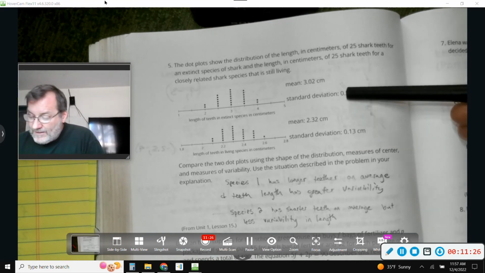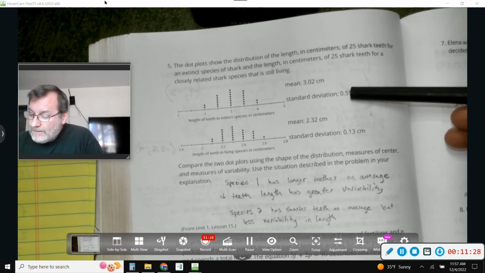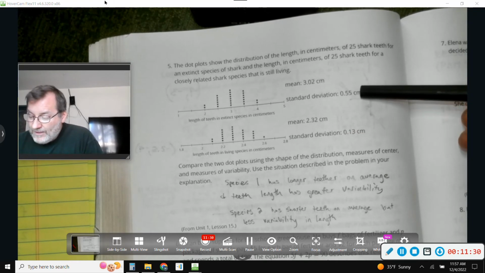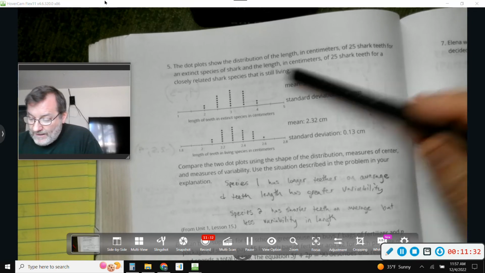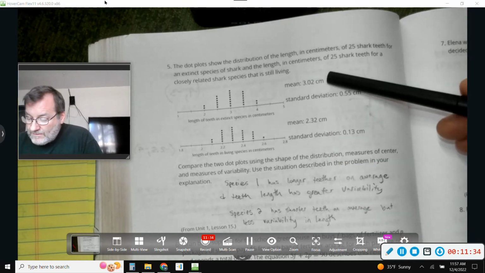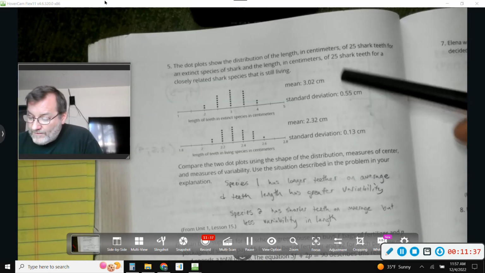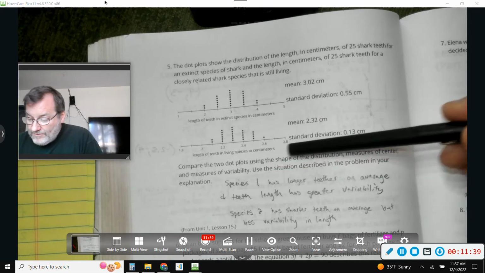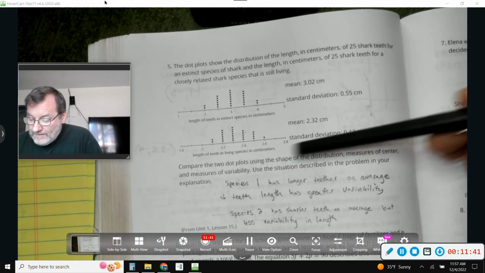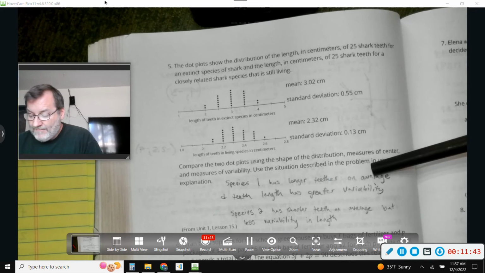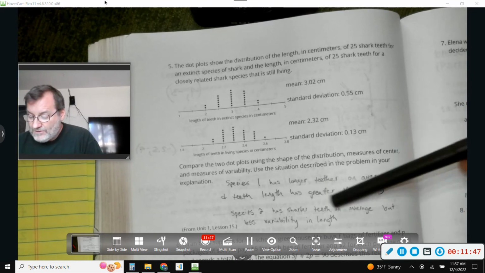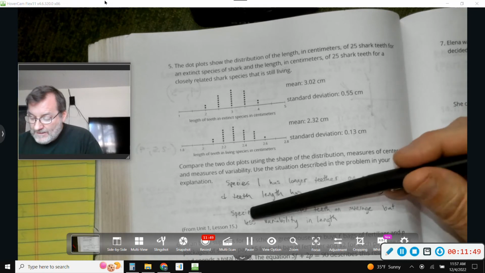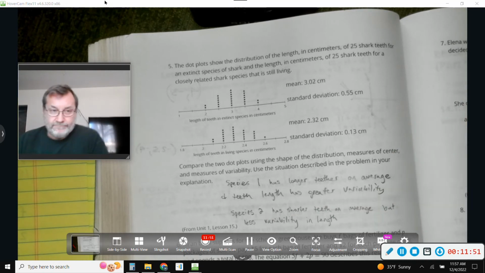Well, this one has more variation because it has a larger standard deviation. This one has longer teeth. All right, so longer and more variable on this top one. Compare the two dot plots. Species 1 has longer teeth on average, and teeth length has greater variability. True. Species 2 has shorter teeth on average, but less variability in length. So that's all we're really looking for there.